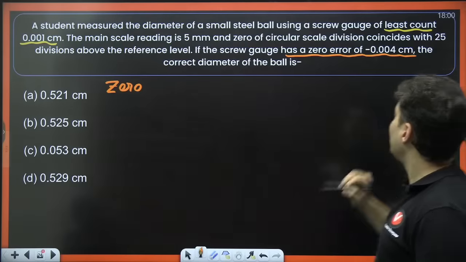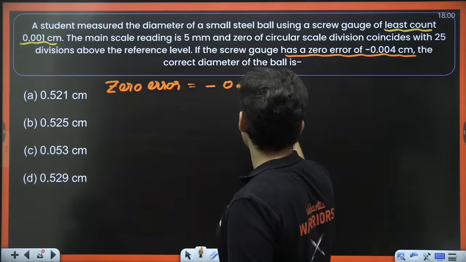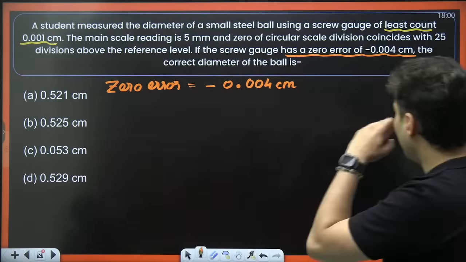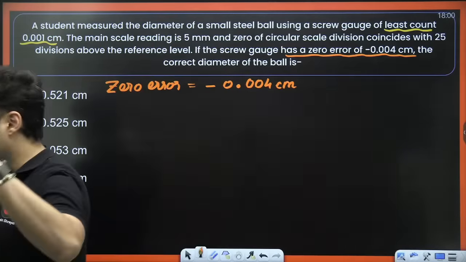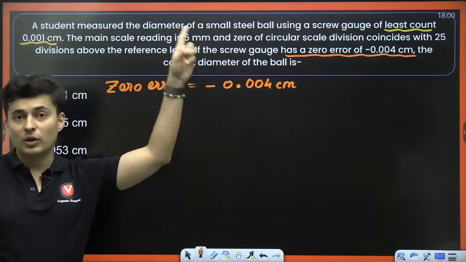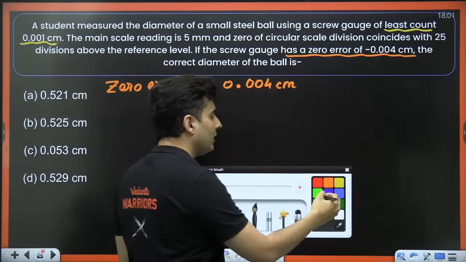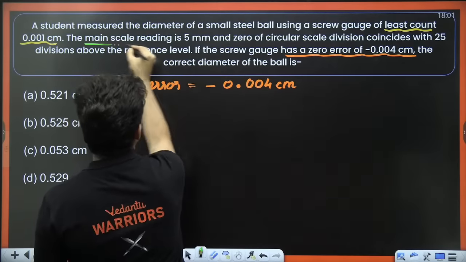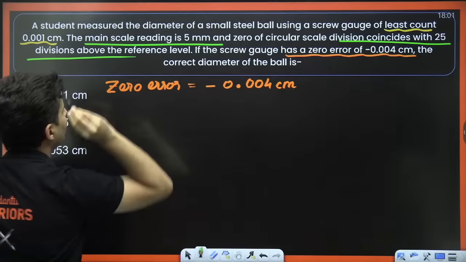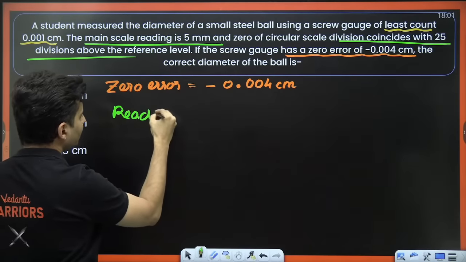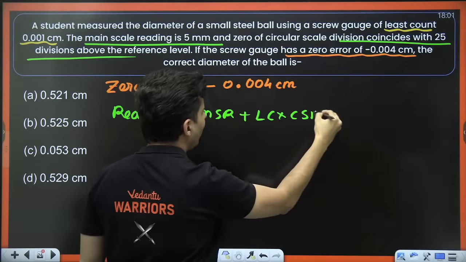The zero error is basically minus 0.004 of a centimeter. I think over here, what we need to do, every calculation is in centimeters, not in millimeters. So just be a little bit careful about it. Next thing what you need to take care of is the actual reading. The main scale reading is this much and circular scale division coincides with 25 divisions above the reference level. So the reading will be main scale reading plus least count into circular scale reading.